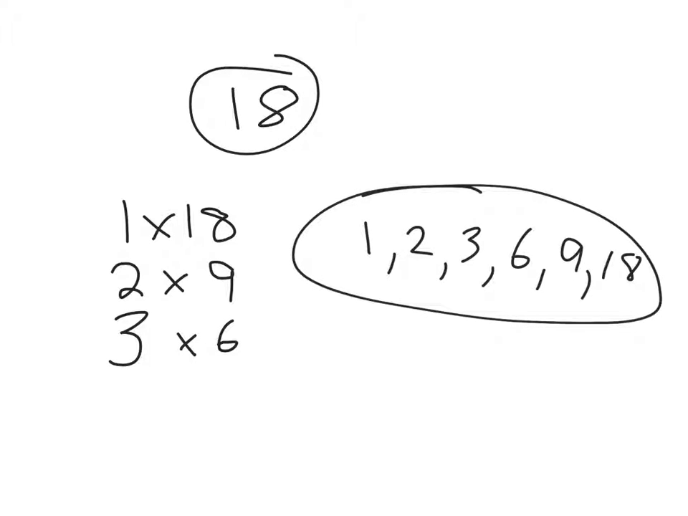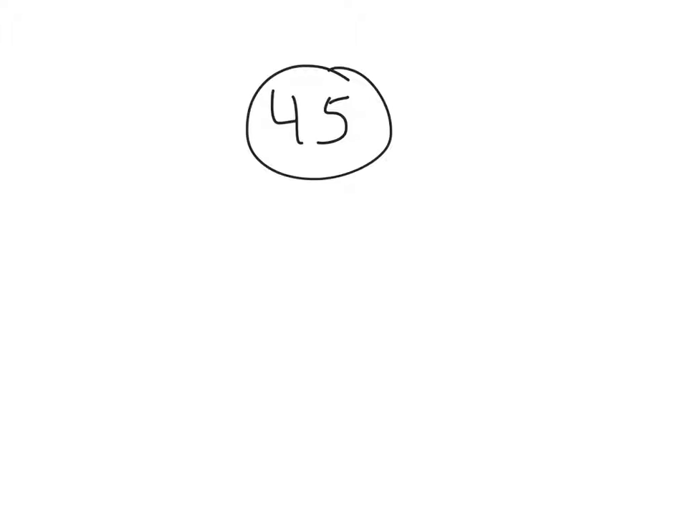So let's look at one more example, maybe a harder number. The number we're going to look at is 45. We'll start with our one-times fact: 1 times 45. Then you have to think, will 2 work? You can notice that 45 is an odd number, so 2 will not work. That means all the even numbers will not work, so we have to check odd numbers now. So we'll check a 3.